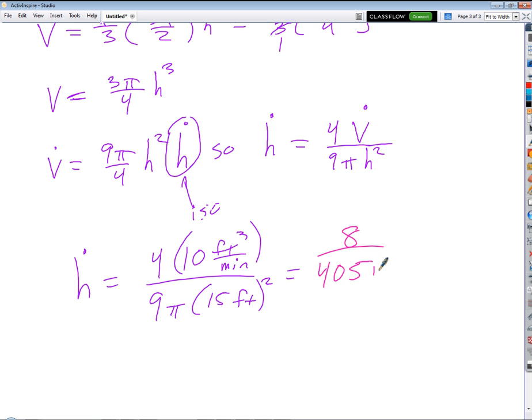There's a glitch. So it's 8 over 405 pi. Now what, if we simplify it, what are the units going to be? I'm going to get cubic feet per minute divided by feet squared, so it's going to be feet per minute, which are the right units, aren't they? So the height of the cone is increasing at a very small rate, 8 over 405 pi feet per minute. Okay? That's our answer.